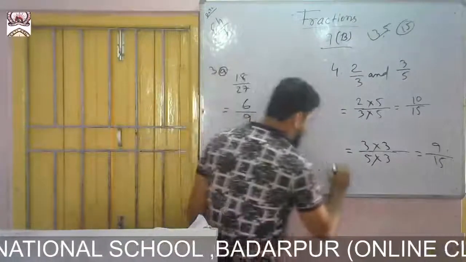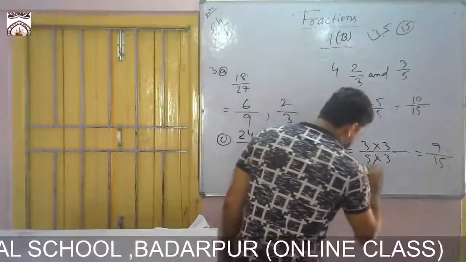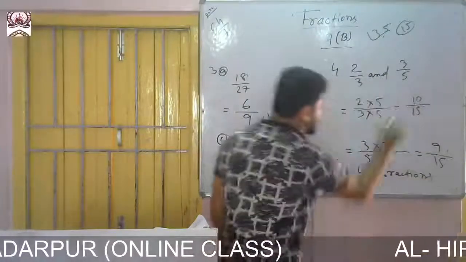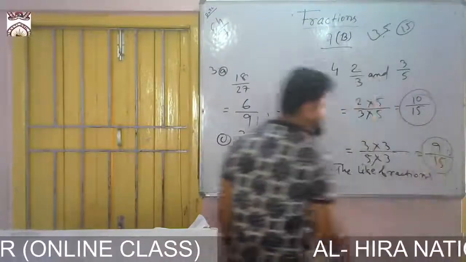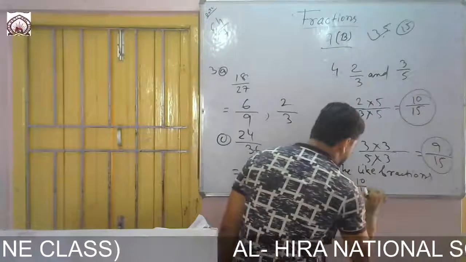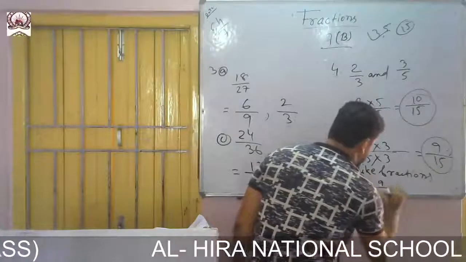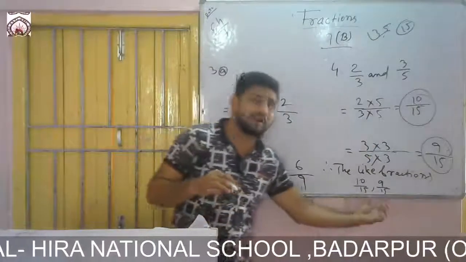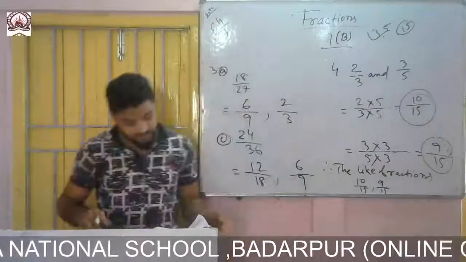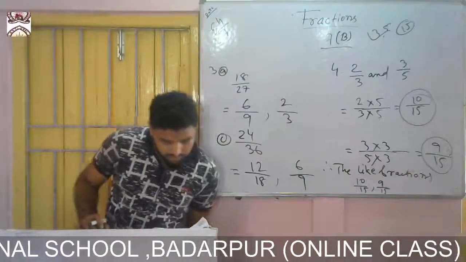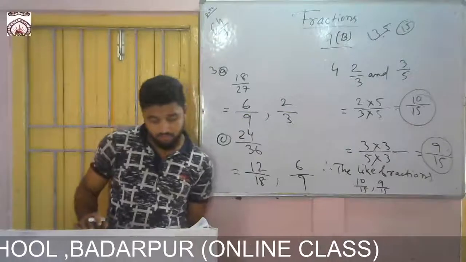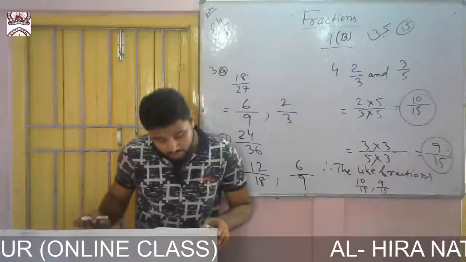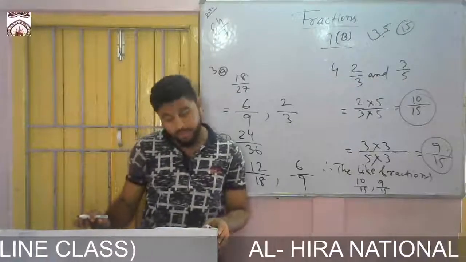Right. Therefore the like fractions are one 10 by 15, another 9 by 15. So write 10 by 15 comma 9 by 15. Now you see both the denominators are same, so they are like fractions according to the definition. So these all are same. Okay. So now you check the next question.